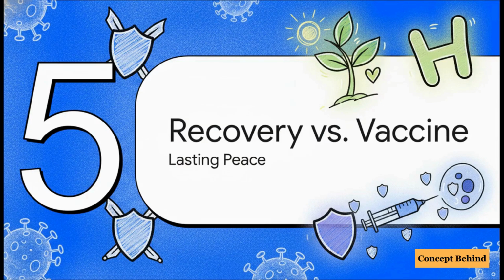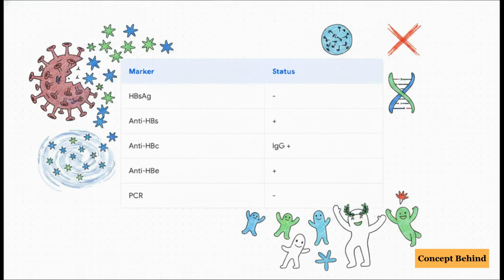Moving right along to part 5, recovery versus immunization. We've seen the battle, but how do we actually achieve lasting peace? First, let's look at natural recovery. In this scenario, the immune system has completely won the war. It has wiped the virus from the body entirely. Because the virus is totally gone, the surface antigen is negative, and the viral DNA PCR is negative. So what's left behind? Only the victorious antibodies circulating in the plasma.